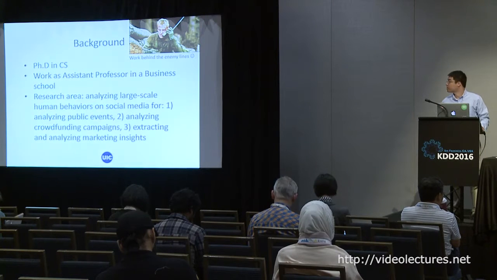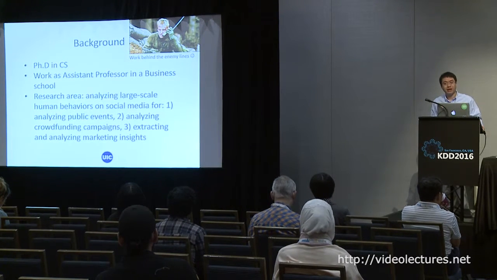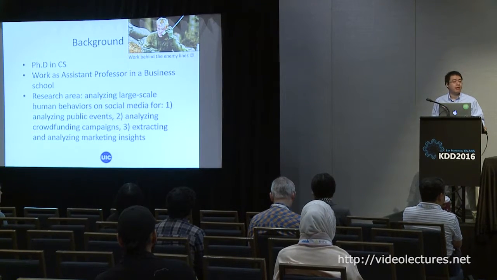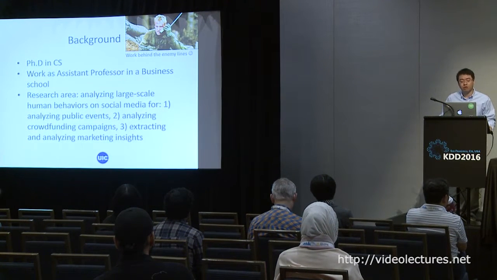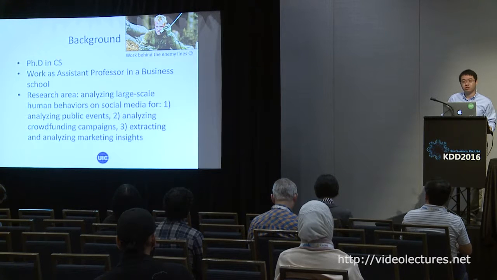So here is a little bit of background of me. I had a PhD in computer science from Arizona State back in 2014, and I worked at IBM Research for a year before joining the University of Illinois at Chicago as an assistant professor. And right now, I am an assistant professor in the Information and Decision Sciences department in a business school.